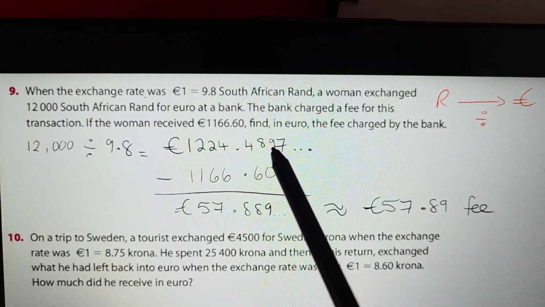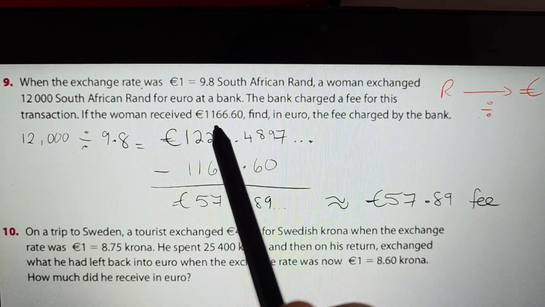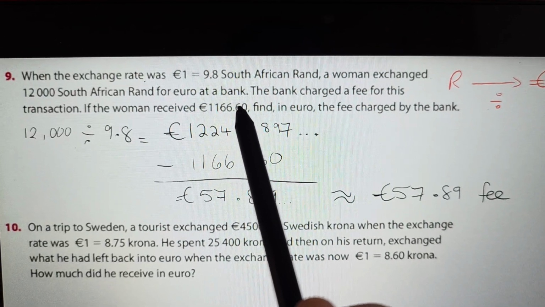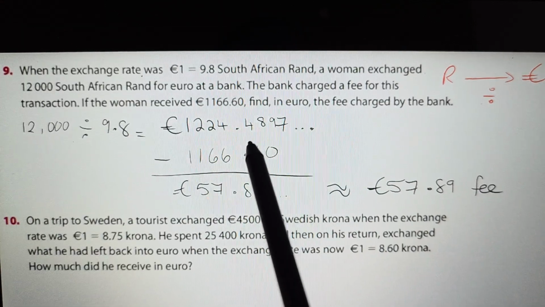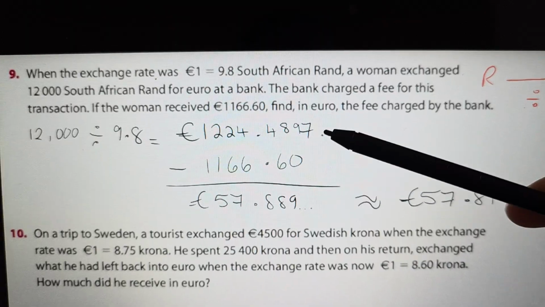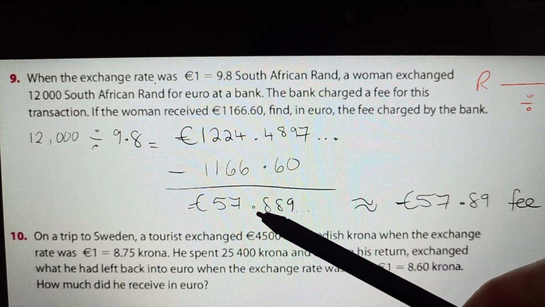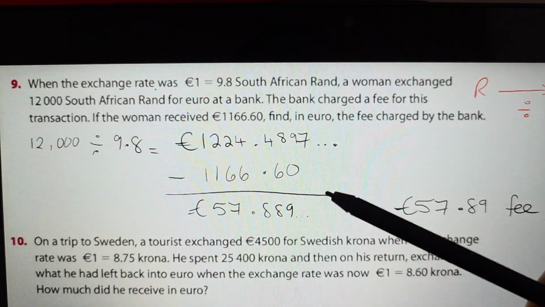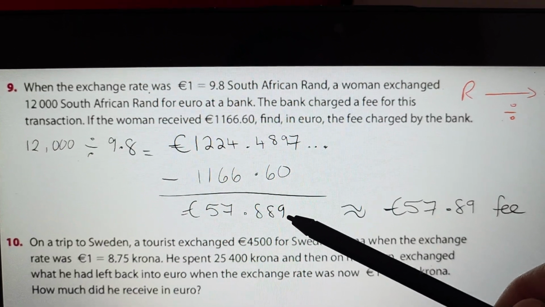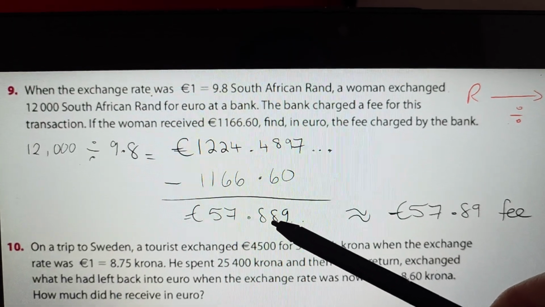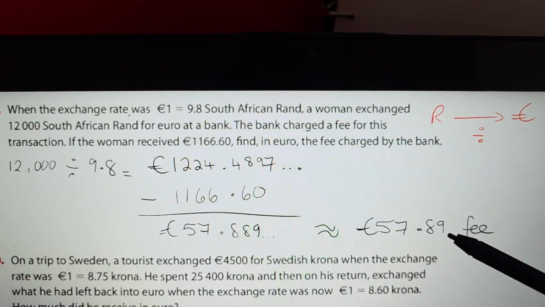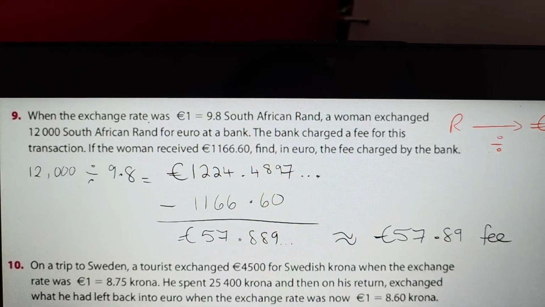But she didn't get to take home the full amount. What she got to take home was €1,166.60. So to figure out what the bank charged her, it'll be the difference between the converted amount and the amount she actually got to take home. So I'll subtract the amount she took home from the converted amount, and that'll leave me with €57.889, and that went on forever. I will now round that figure. So this will be the fee that the bank must have charged. It's money, so you always round it to 2 decimal places unless you're told differently. So that means the bank must have charged €57.89 as a fee for converting the Rand into euro.